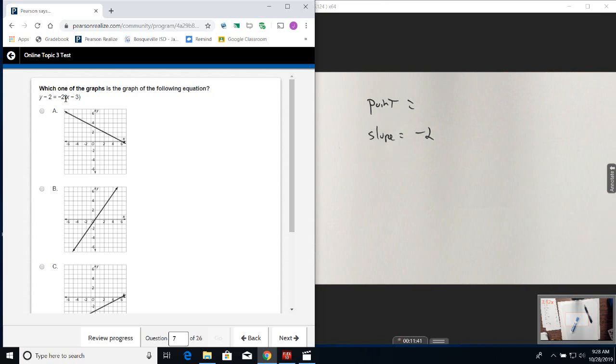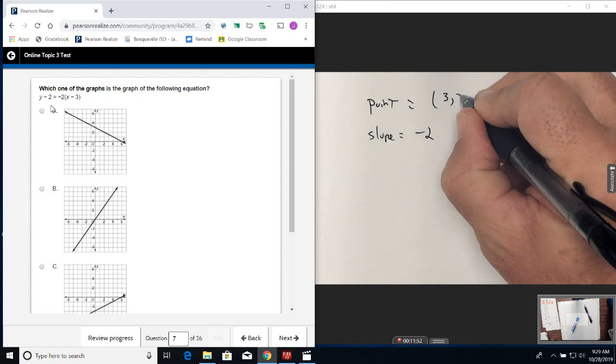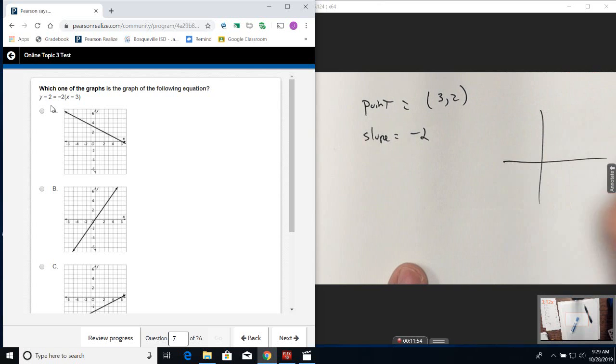And then where is a point on the graph? The x-coordinate is 3 and the y-coordinate is 2. Is that a positive 3? Yes. So it's 3, 2. So to graph that, I'd have to go over here to the right to a point. 1, 2, 3, 2. There's my point at x is 3, y is 2.